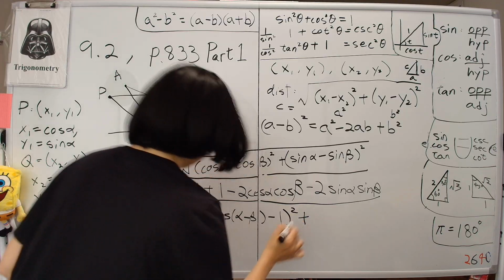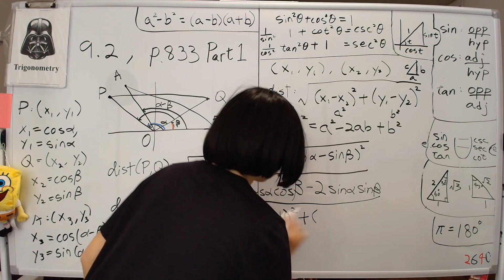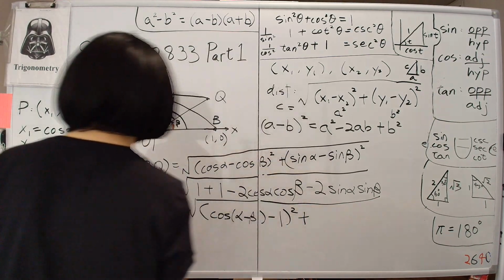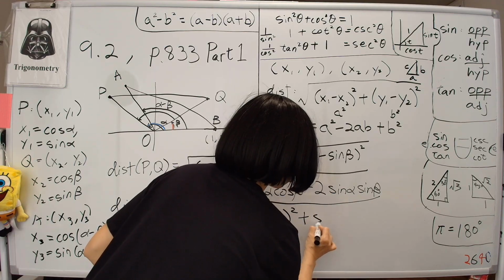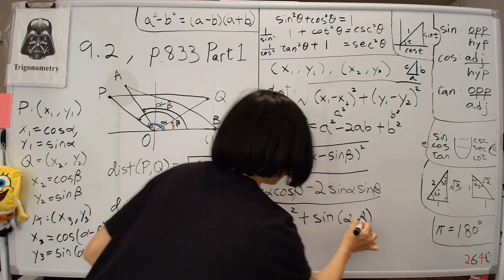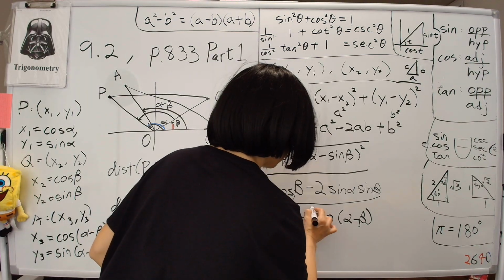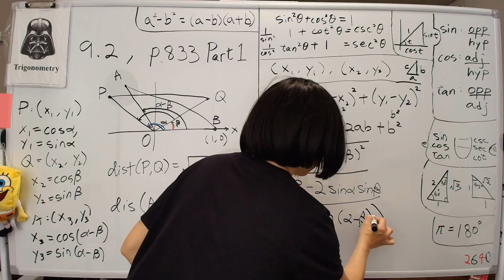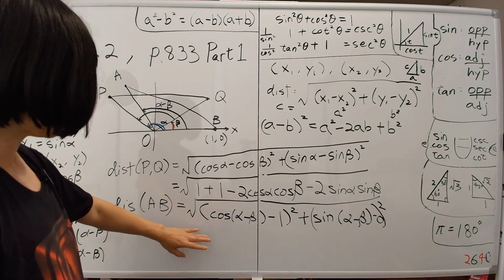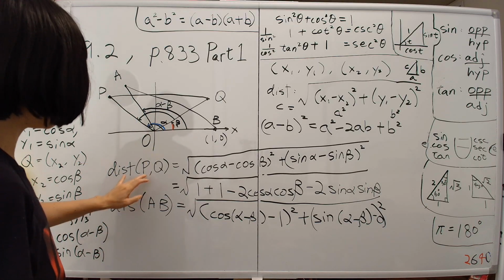And then plus the y value, which is sine of alpha minus beta. Alpha minus beta, that's the y value here. And then minus 0, so that is also squared. Minus 0, so we don't have to care about that much. And that is the distance from A to B, which is the same as the distance PQ.